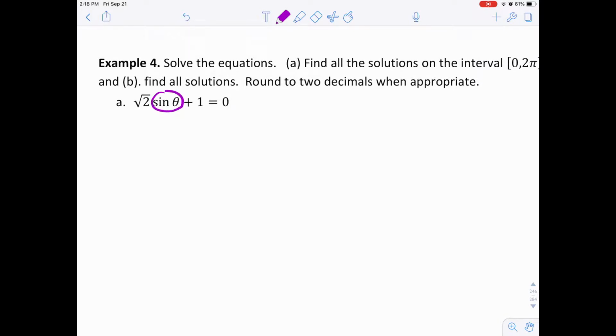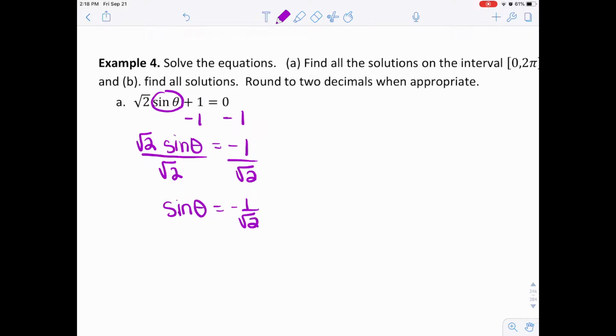To solve a more complicated trig equation, we can use the same techniques that we would use for a non-trig equation. We'd subtract 1 from both sides, and divide both sides by square root of 2. At that point, what you end up with is a basic trig equation.